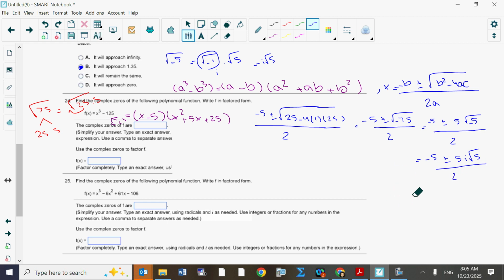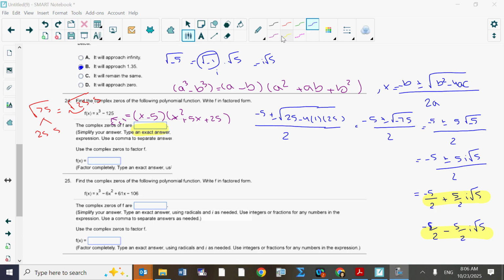I can separate them and write them as negative 5 over 2 plus 5 over 2 i root 5, and the other one will be negative 5 over 2 minus 5 over 2 i root 5. These are the roots of the function. I'm going to highlight them. These are the ones that you need to write here.